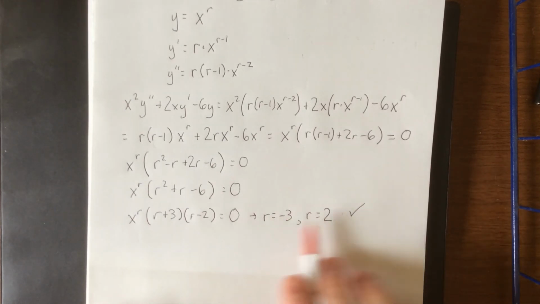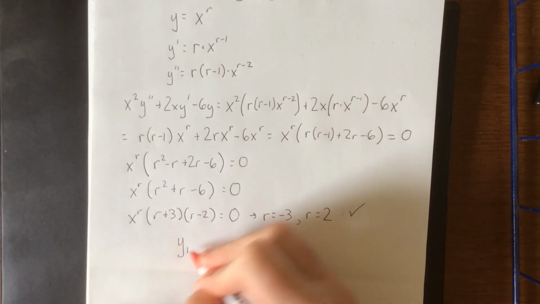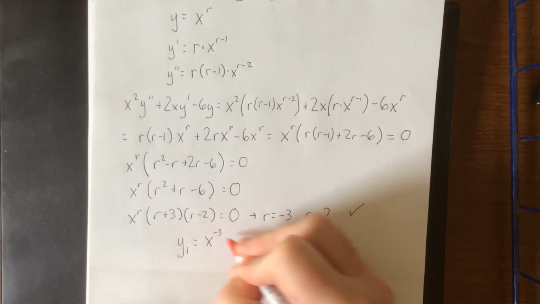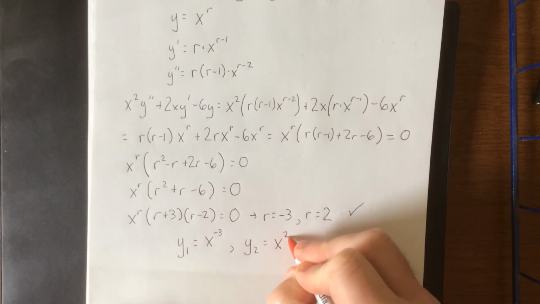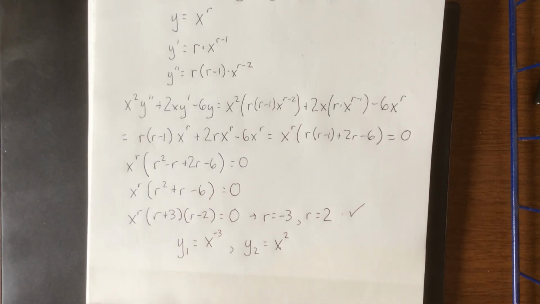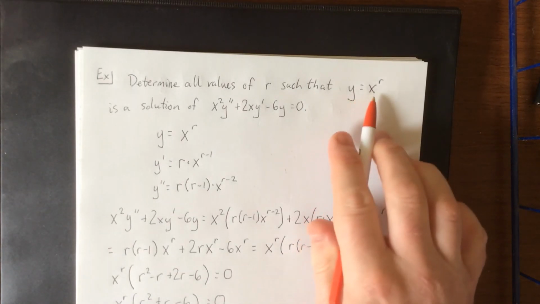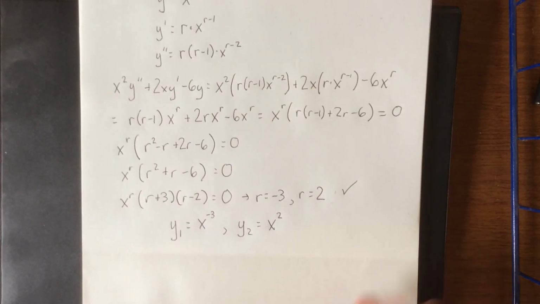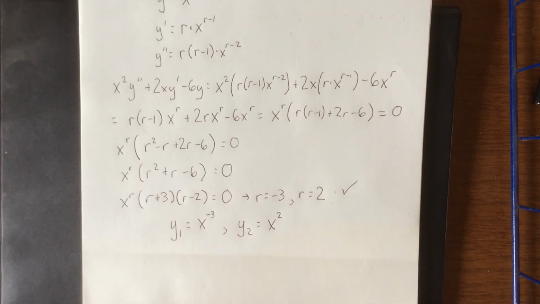Now, this is technically all that was being asked of us: determine all the values of r, but really we can break this down into two different solutions. X to the negative third power would be one solution, and x squared would be the second solution. I get each of these by plugging the values of r that we just got back into the original assumption. Original assumption is that y equals x to the r is a solution. In terms of linear algebra, this would be two linearly independent solutions of the original differential equation.